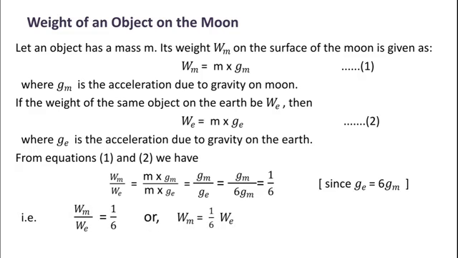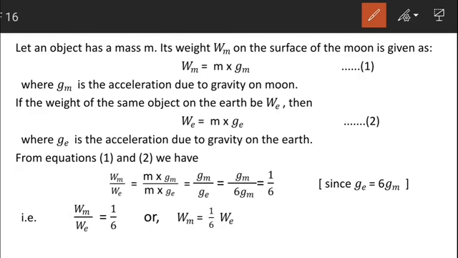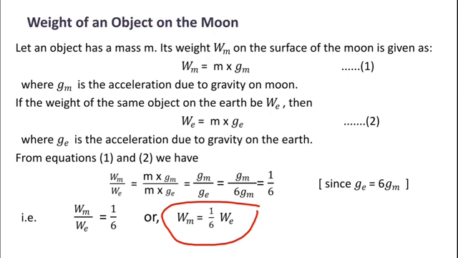Or when we cross multiply, we get Wm is equal to 1 by 6 We. That is, the weight of an object on the moon is equal to 1 by 6 the weight of the same object on the surface of earth. So this is the relation between the weight of an object on the moon and the weight of an object on the earth.